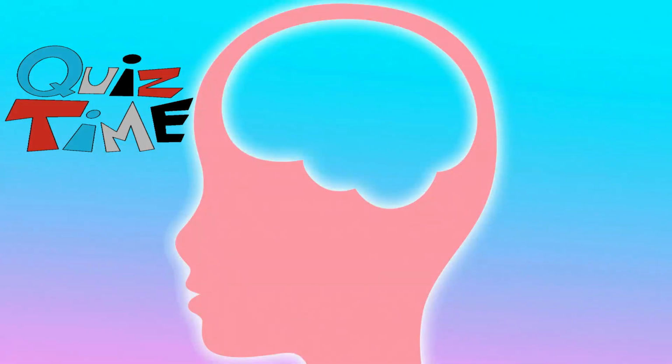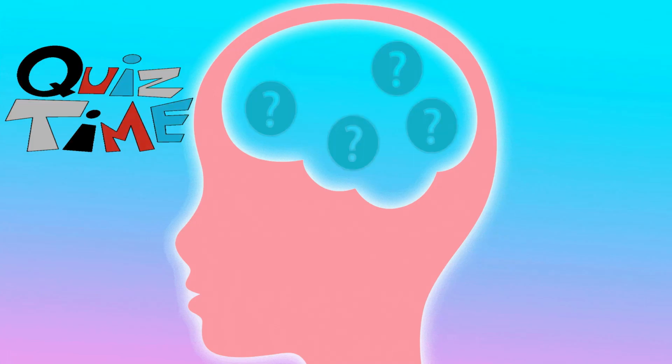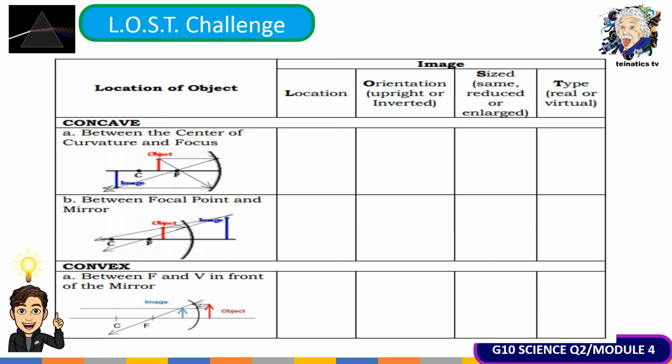This time, let us explore how well you understood the lesson by taking on this challenge. Now, reminders, while answering, you may pause the video and then you are just going to press play in order for you to know the answer. So, are you ready? For the first challenge, given the examples on the first column, try to identify the location of the image, its orientation, its size, and of course, its type, whether it is real or virtual. Now, you may pause the video while answering and you can just press play when you are done to check the correct answer. Good luck!